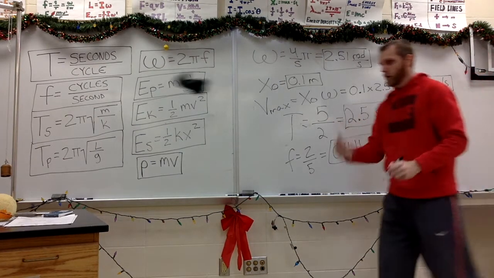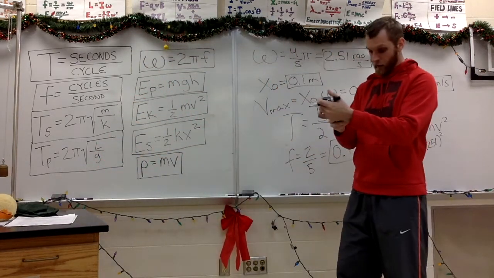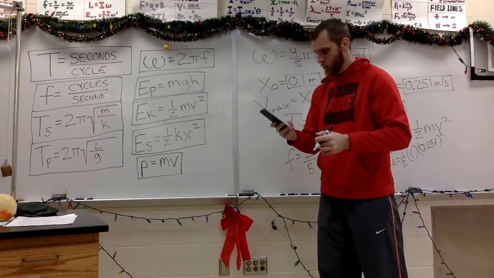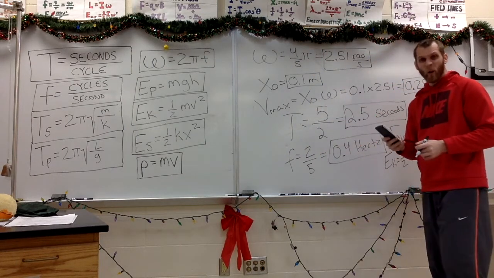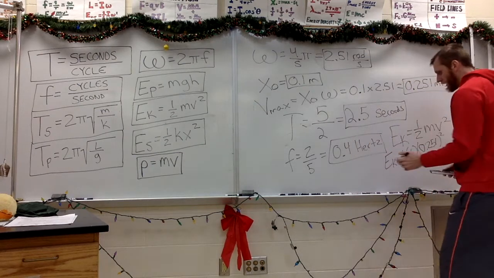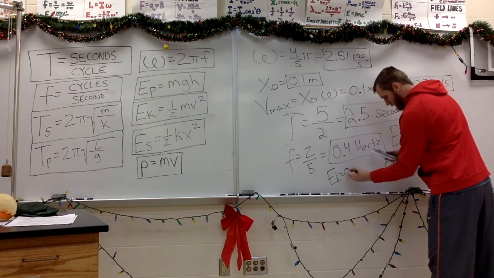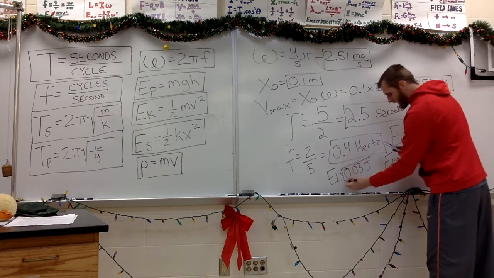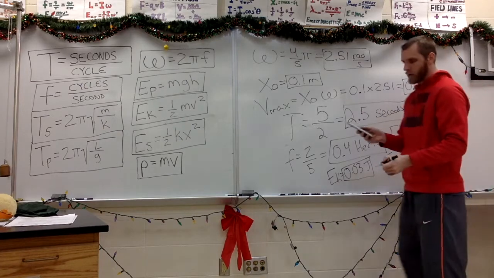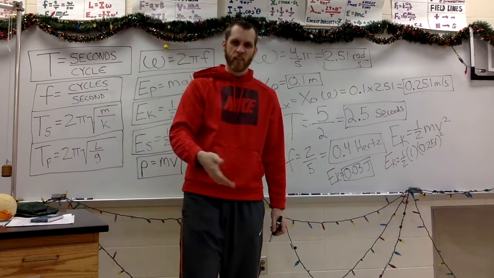squared. So, figuring all that out, we have 0.5 times 1 times 0.251 squared, and we get a value of 0.03. That's joules. James Joule, good name. So our maximum kinetic energy is 0.03 joules. That's not that much energy. Doesn't take much energy to get this thing oscillating.